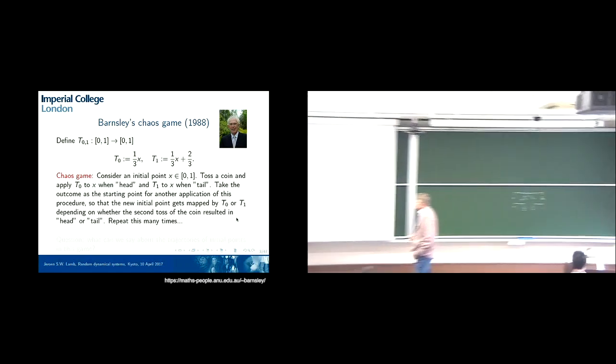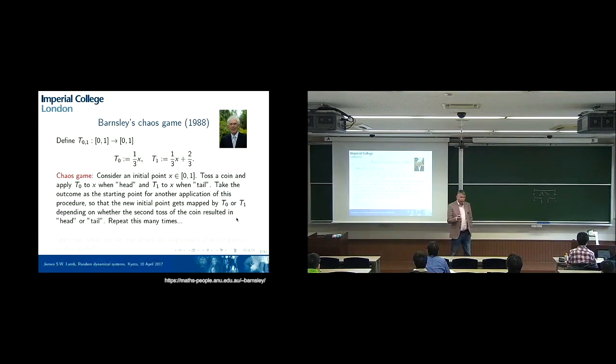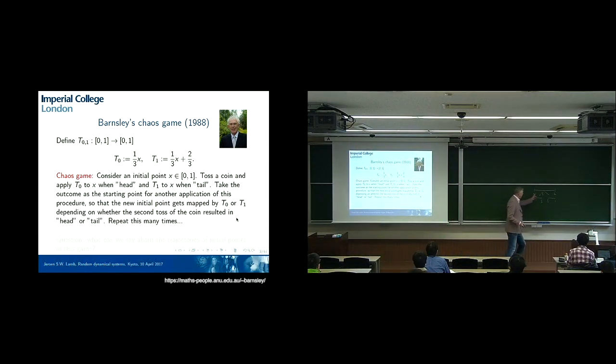And so the question is, what interesting thing can we do with this set of maps? Well, the proposal is to take some initial point in the interval [0,1] and to apply the maps T0 and T1 in some kind of random way. So I take a point, then I toss a coin, and if it's heads, I do T0; if it's tails, I do T1. And I just keep doing it.